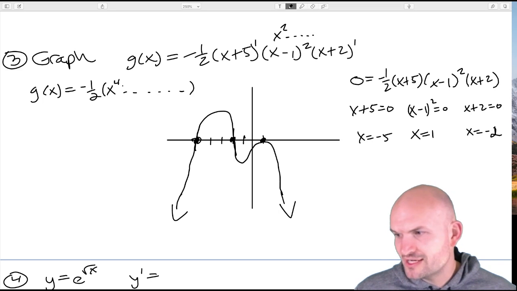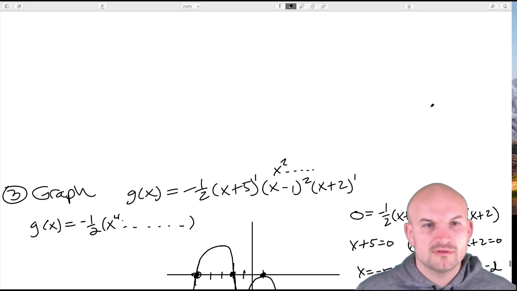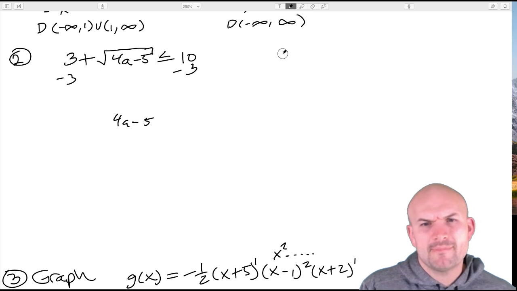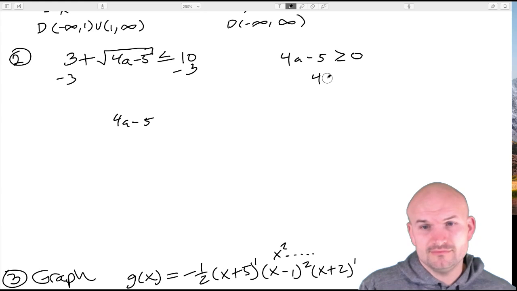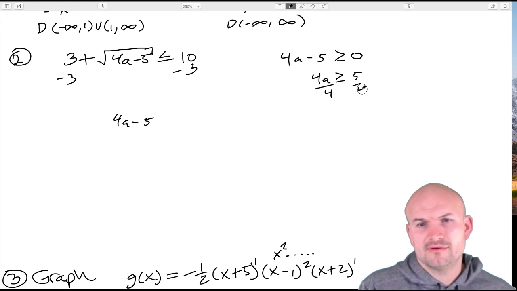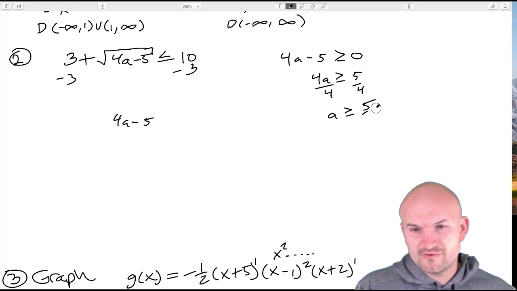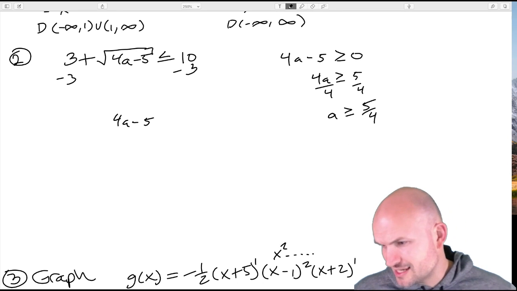4a minus 5 must be greater than or equal to 0. Yes, that is true. I think I even mentioned, I don't even remember, last time I was solving inequalities. So 4a minus 5 has to be greater than or equal to 0. So that's going to be 5. So a has to be greater than or equal to 5/4. That is true.